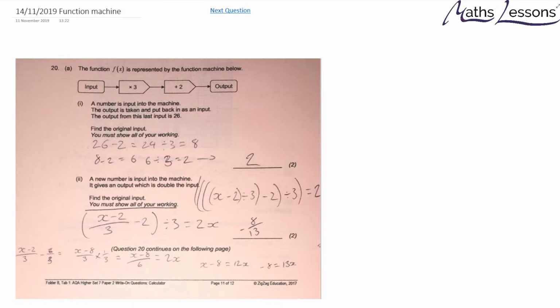You can see they're working. Let's see if you can work out if they got it right or wrong. So here's 2 minutes.